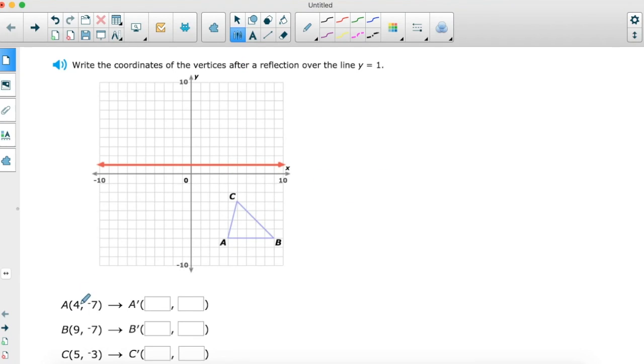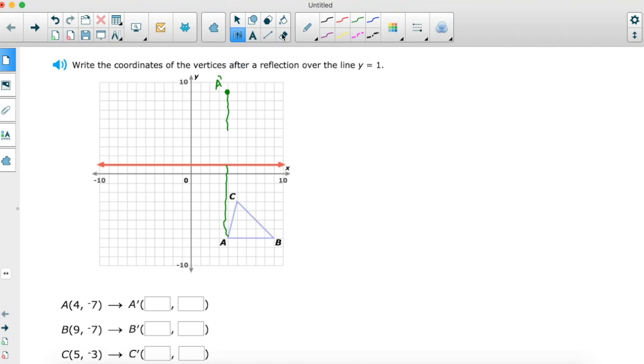So A right now is at 4, -7. So here's A. What I'm going to do is count how far A is from the line of reflection. I have 1, 2, 3, 4, 5, 6, 7, 8 spaces. So I'm going to move 8 spaces up. 1, 2, 3, 4, 5, 6, 7, 8. So this right here is A prime.